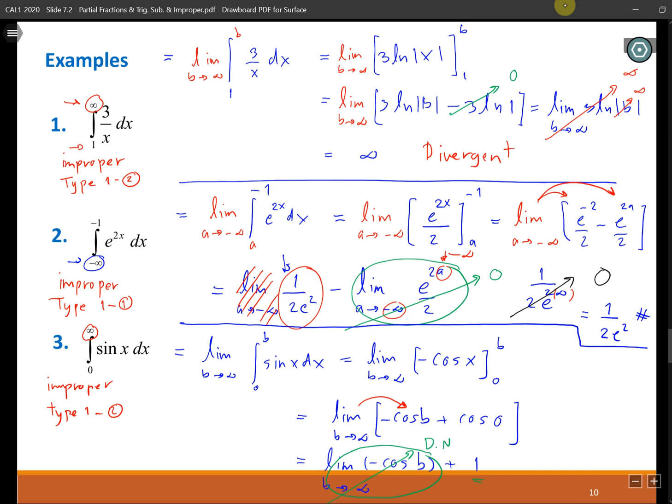The limit does not exist because cosine oscillates and never converges. Alright, so in the end we can answer that for this one, since the first term is not defined, we can say that this integral is divergent.